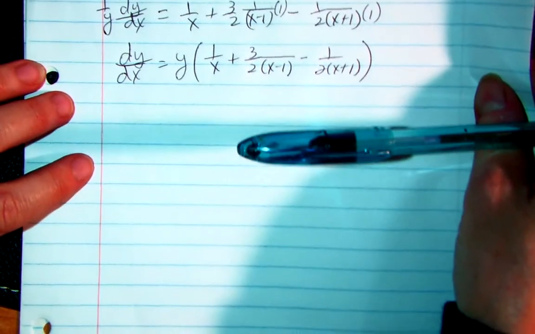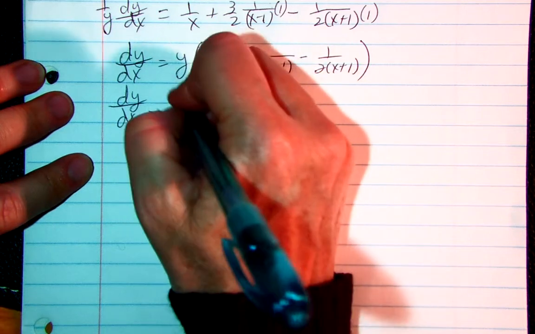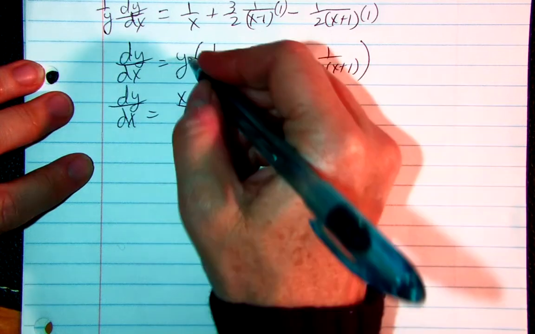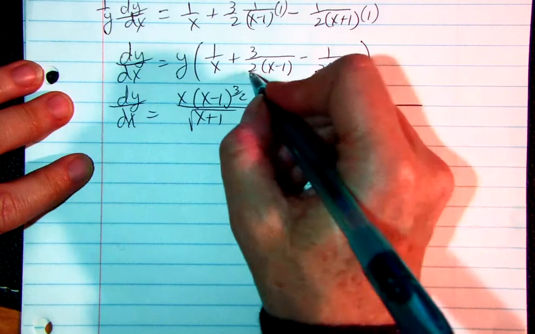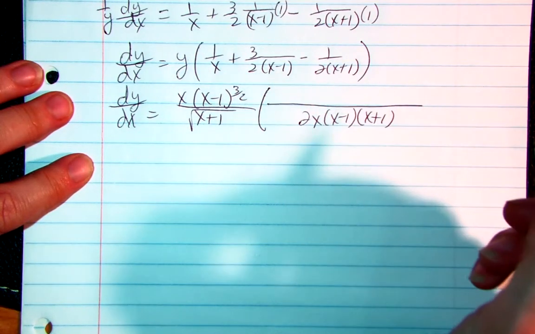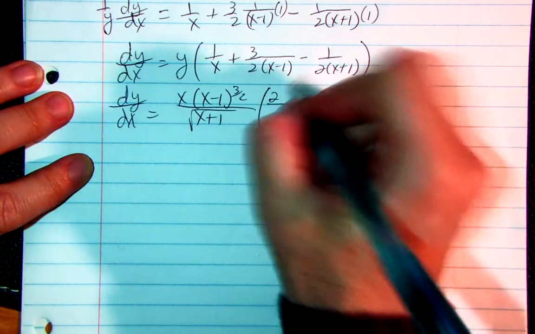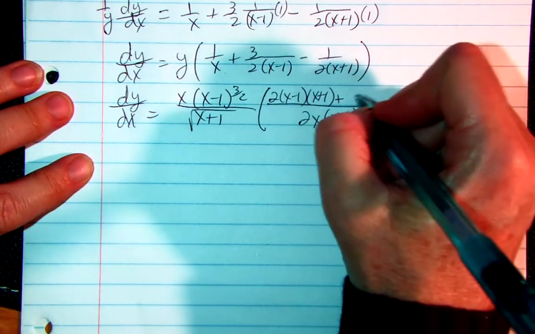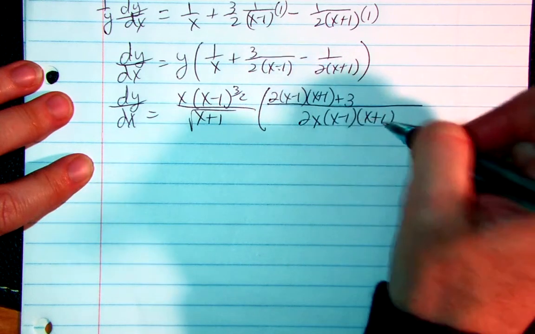Now let me proceed from here. What I'm going to do is substitute for y the original function. Right, that's y. And then at the same time I'm going to find a common denominator. My common denominator is 2x, x minus 1, x plus 1. And so this one here needs to be multiplied by a 2 and an x minus 1 and an x plus 1. Bring down this plus, take the 3. So what do I need here? I need to multiply by an x and an x plus 1.